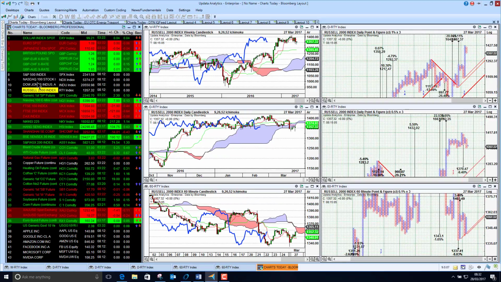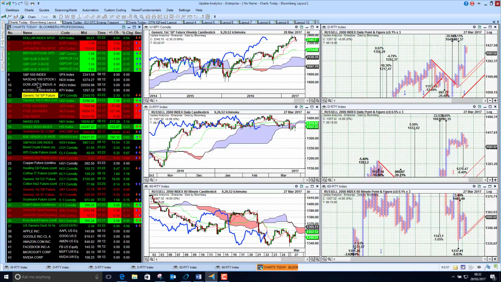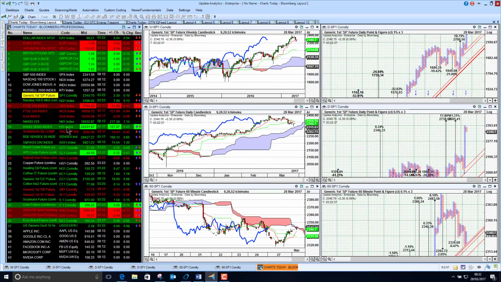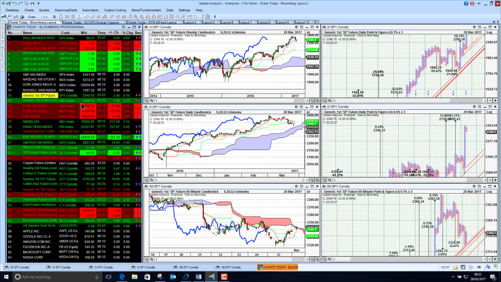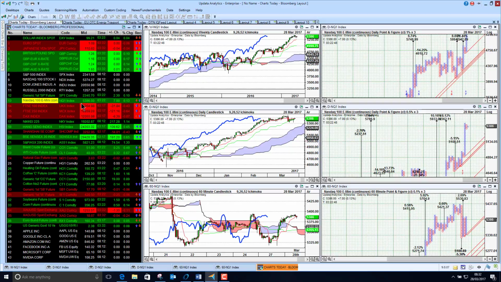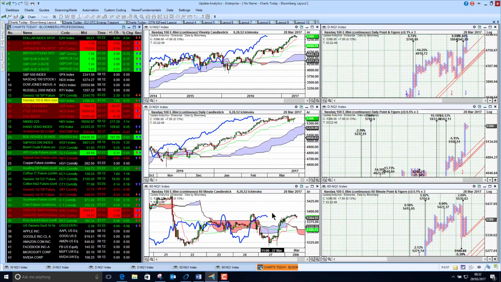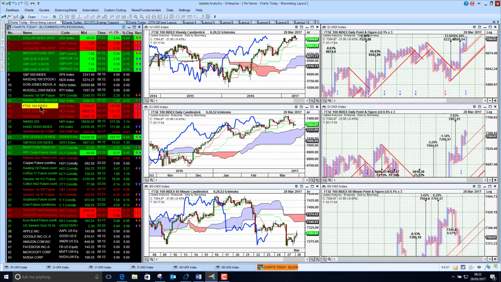Similar downside targets, as is the Russell 2000. Looking at the S&P future, we're seeing just slight improvements this morning, and the Nasdaq looking set to open higher, and we are above the cloud here. So we might just see the US market climbing back.